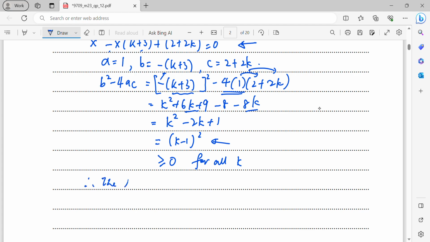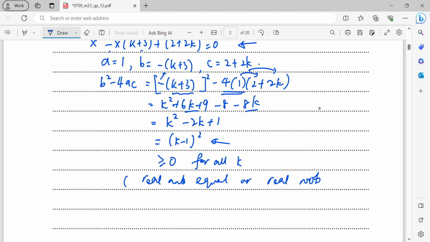So the line and the curve have the intersection. Okay, here I will write, I better write real roots. It could be real and equal or real and distinct roots.